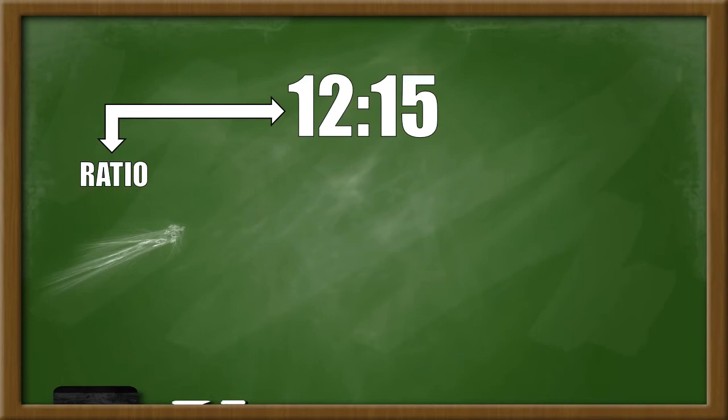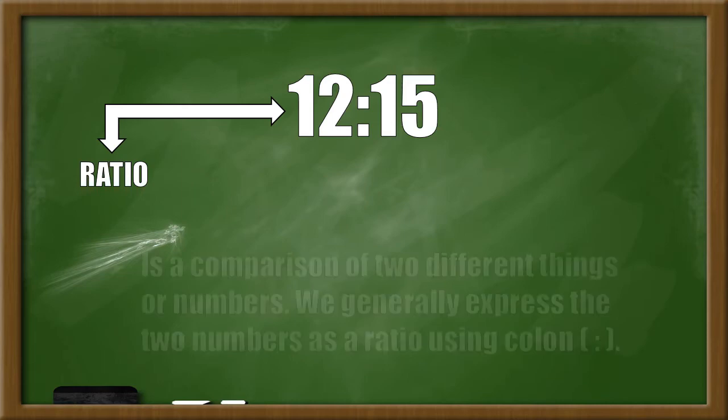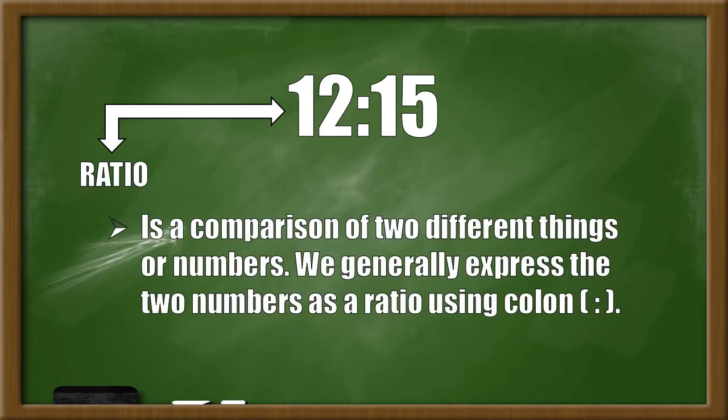Now, what do you mean by ratio? Do you have prior knowledge about ratio? Okay, let's define what is ratio. Ratio is a comparison of two different things. Take note, a comparison of two different things or numbers. We generally express the two numbers as a ratio using a colon. So at the center of the 12 and 15, that is the colon. Okay.